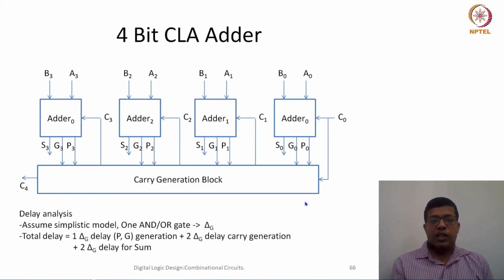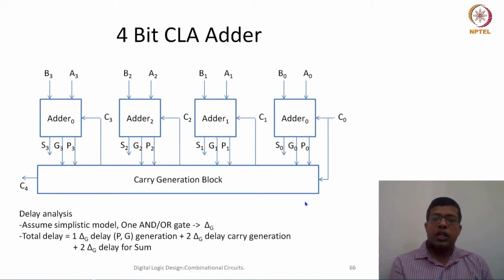So let's try to analyze what would be the delay for this 4-bit CLA adder. To simplify the delay analysis, let us say that the delay of an AND and OR gate is going to be delta G, irrespective of the number of inputs, irrespective of fan in or fan out. We are talking about AND and OR here, not XOR. One XOR delay, from this definition, would be equal to 2 delta G.